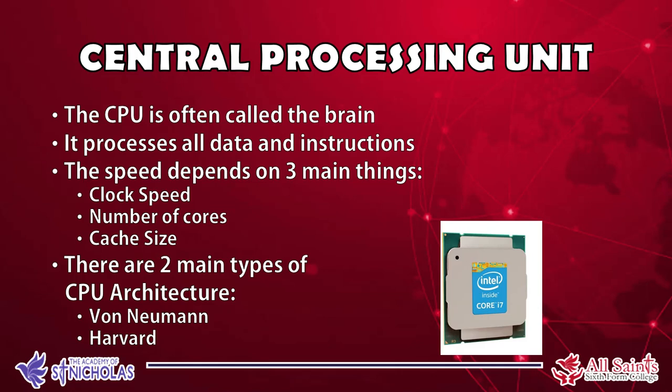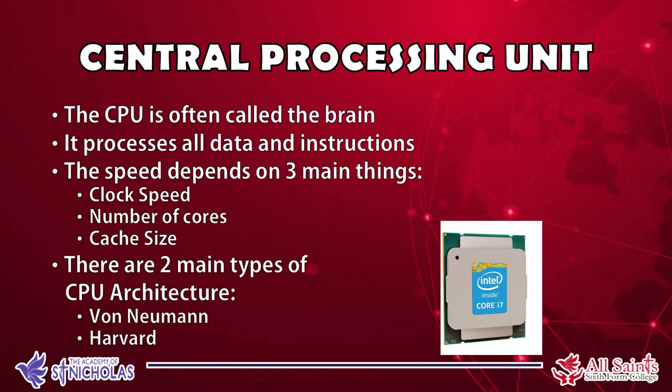Okay, so now we're going to move on to the CPU. The CPU is often called the brain of the computer. This is where all the thought process comes in, and like it says there, it processes all the data and instructions. So when you want to open up a program, say a game like Fortnite, for instance, all the instructions will go through the CPU. CPU stands for central processing unit, and the speed of the CPU will depend on a couple of different things.